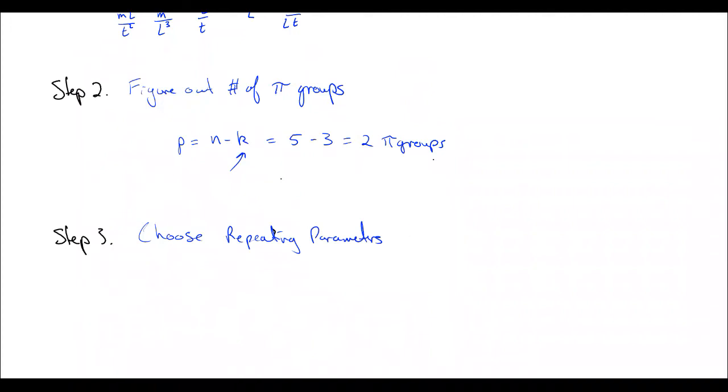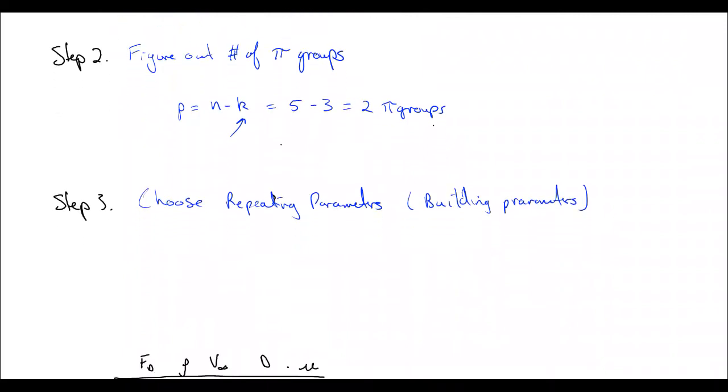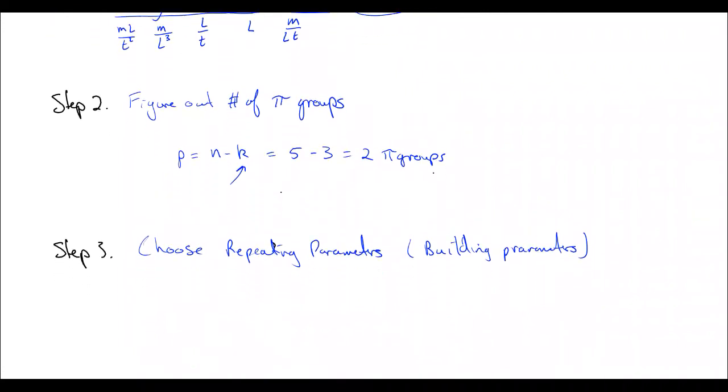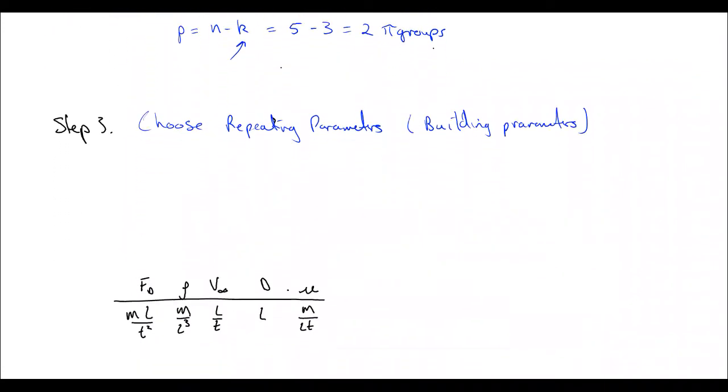And this means our building, what I like to call our building parameters. What does this mean? Well, repeating parameters are physical variables that appear in every pi group, or could appear in every pi group. They don't have to, but they could appear in every pi group. So if we go up, let's rewrite, we have them right here.